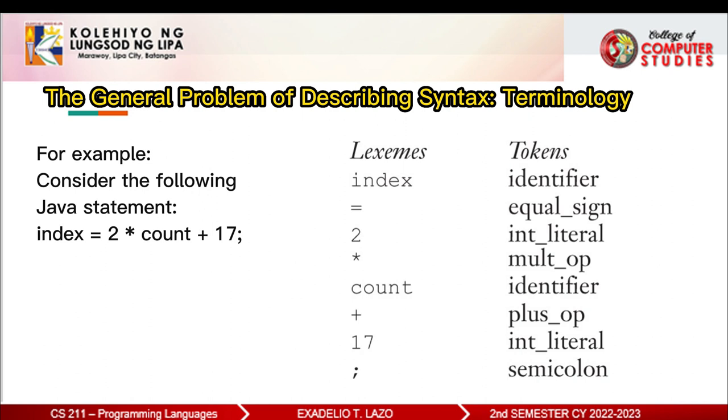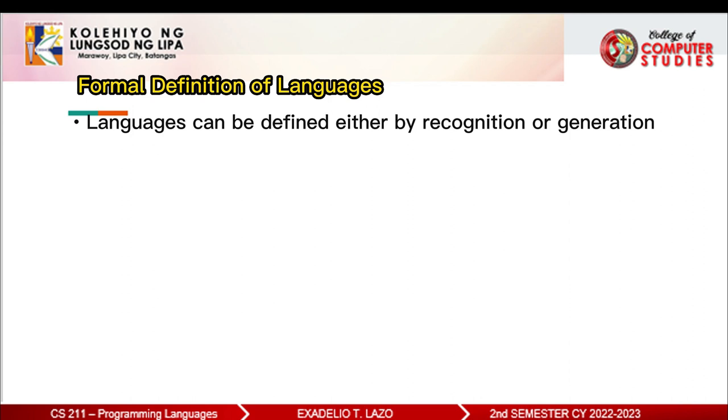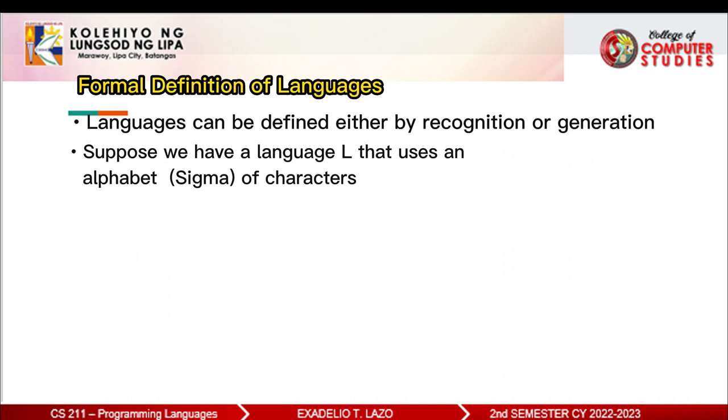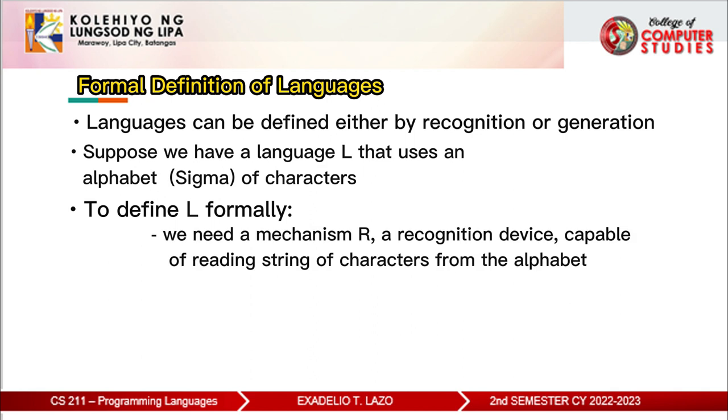In general, languages can be formally defined in two distinct ways: by recognition and by generation. Although neither provides a definition that is practical by itself for people trying to learn or use a programming language. Suppose we have a language L that uses an alphabet Σ of characters.